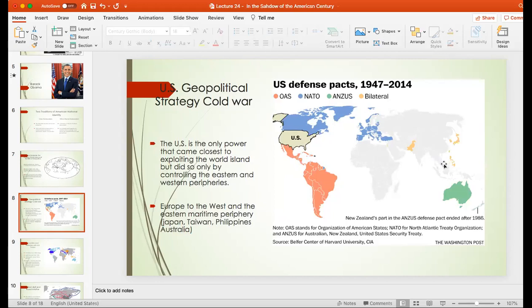So what you have then is the Eurasian World Island. The United States was able to control the Western and Eastern periphery, right? The peninsular periphery with Europe, and the maritime periphery of Asia, with bases in Japan, South Korea, Taiwan, the Philippines, and Australia. And of course, that's just the first line. There's also a bunch of islands where the United States has bases, like Guam. A lot of these islands were acquired by the United States in the war against Japan in the Pacific. So these are the defense pacts.